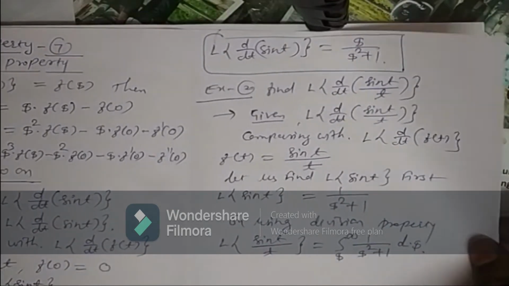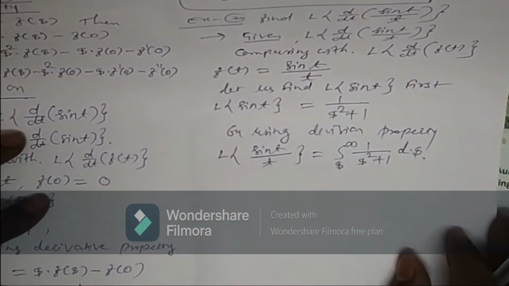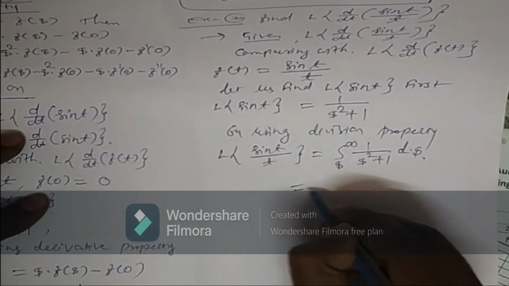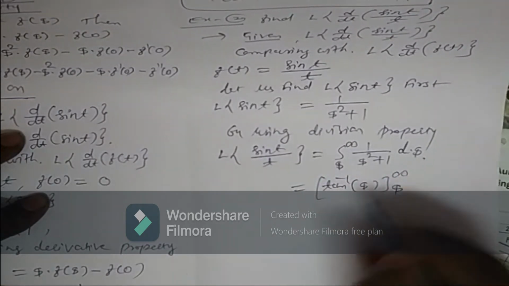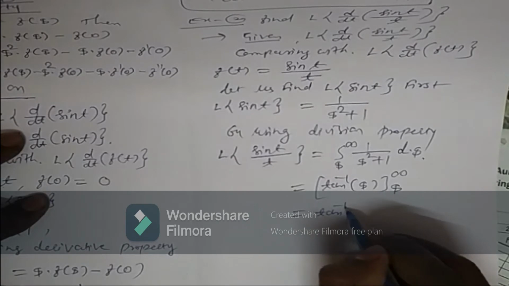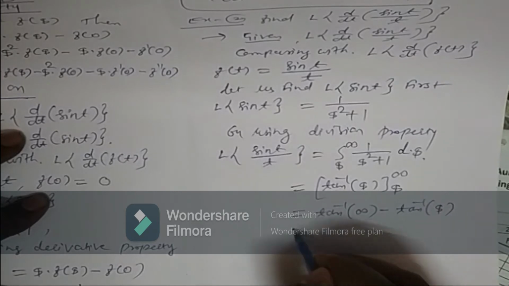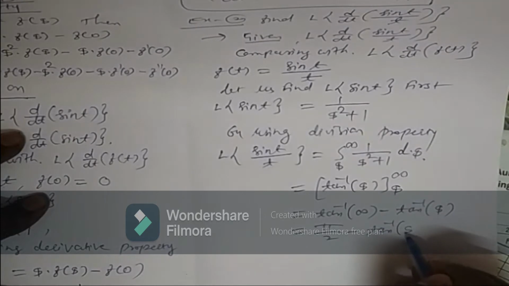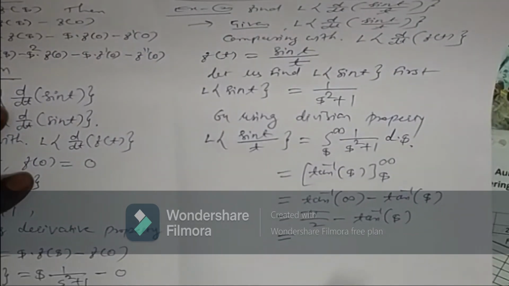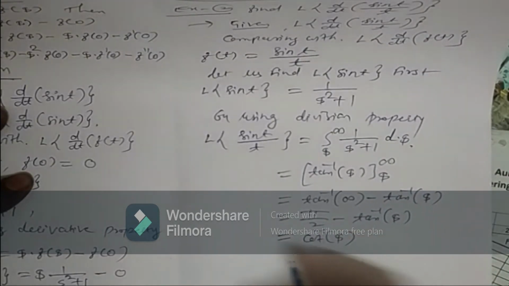Now if you simplify this further, what do we get? That is nothing but tan inverse of s with limits from s to infinity. Now put the upper limit and lower limit: tan inverse of infinity minus tan inverse of s. What is tan inverse of infinity? Pi by 2, and this is tan inverse of s. But we know that pi by 2 minus tan inverse of s can be written as cot inverse of s. So this is cot inverse of s. So this is the Laplace transform of f(t), isn't it?